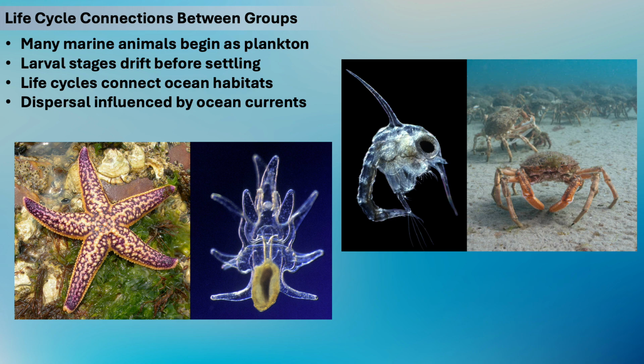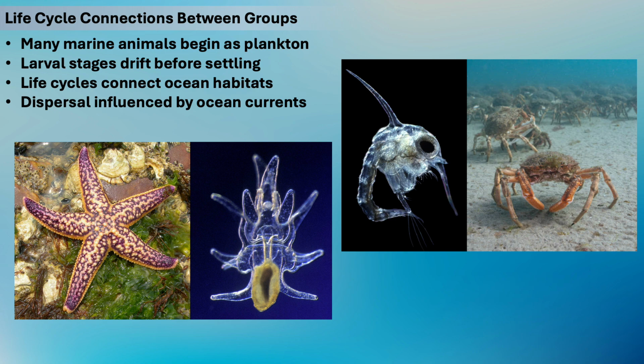Eventually, these larvae undergo a process called settlement. Settlement occurs when a larva leaves the planktonic environment and attaches to or burrows into the seafloor, where it begins developing into its adult body form. This transition represents a major ecological shift. An organism that once drifted with currents now becomes a benthic organism interacting directly with the seafloor environment.